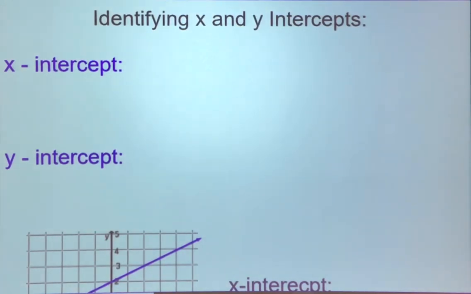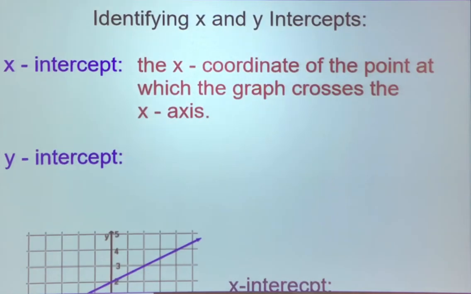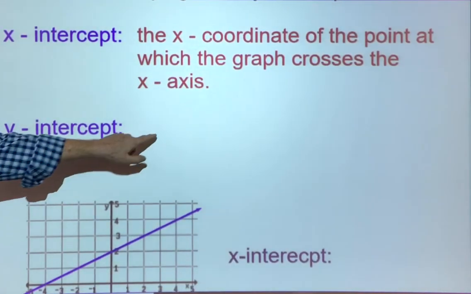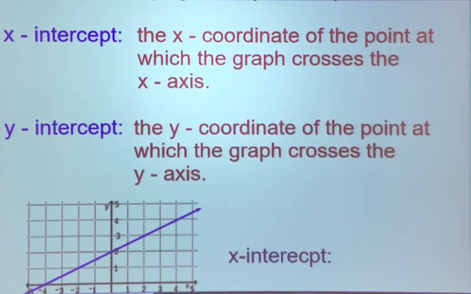So, the x-intercept is quite simply the x-coordinate of the point at which the graph crosses the x-axis. Remember, our graph is our line, and wherever that line crosses the x-axis, that is going to be our x-intercept. And the same thing holds true for the y-intercept. The y-intercept is the y-coordinate of the point at which the graph crosses the y-axis. So again, wherever our line crosses the y-axis, that y-coordinate is our y-intercept.